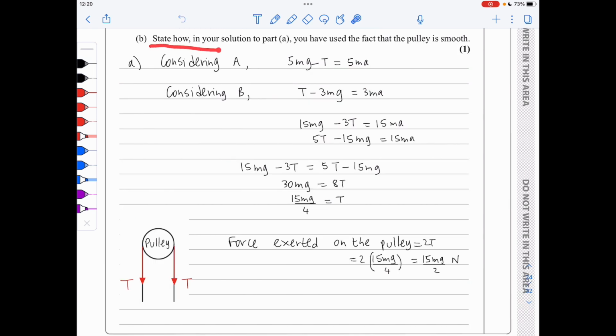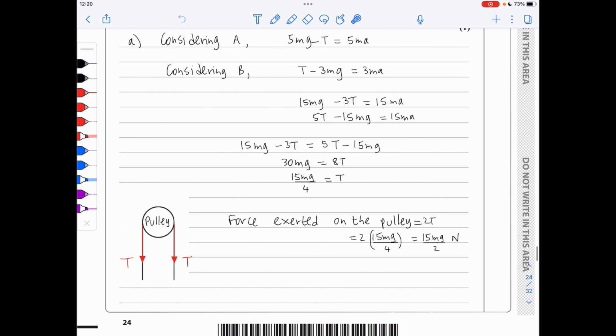In B, we are asked to state how we have used the fact that the pulley is smooth. Well, if the pulley is smooth, there is no friction as the string passes over it, and therefore the tension is the same across the pulley. So this is simply what we need to state here: there is no friction, and hence the tension is the same across the pulley. We need to mention the pulley here, otherwise we will be penalized.